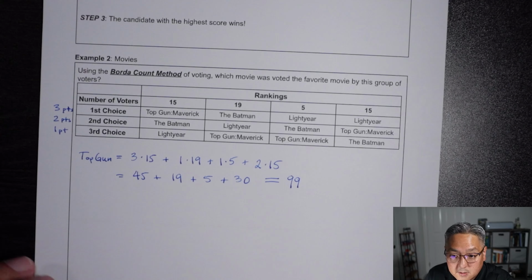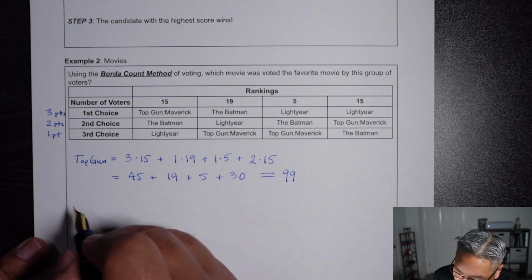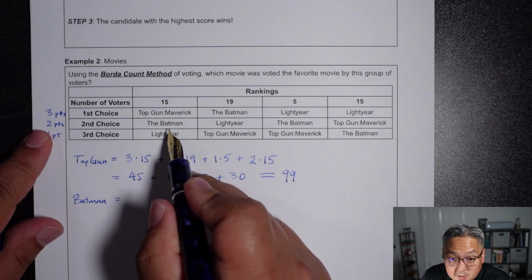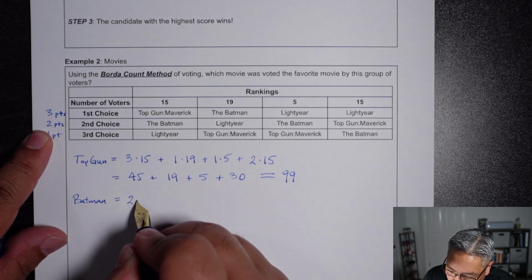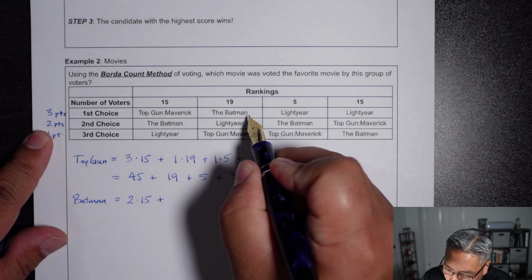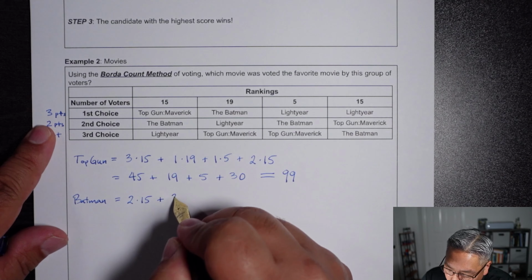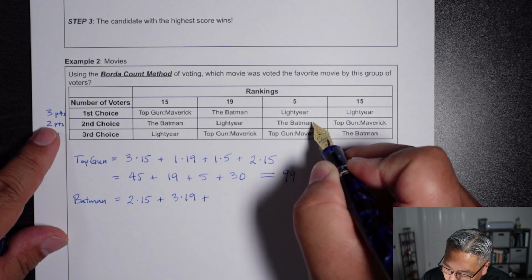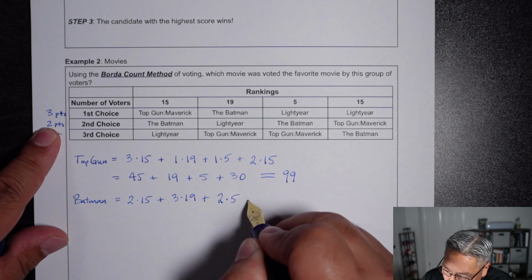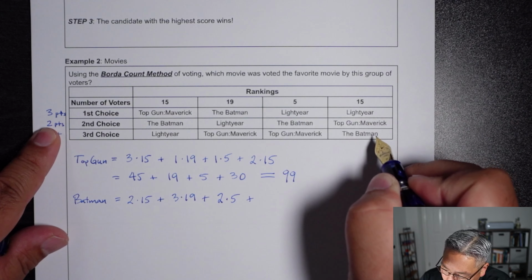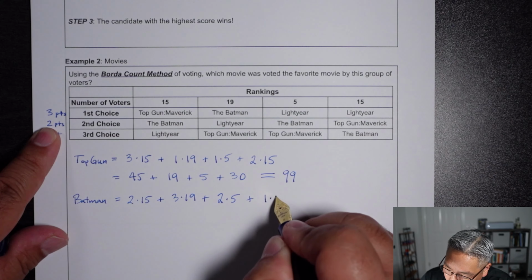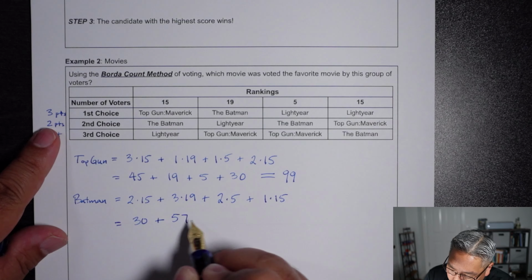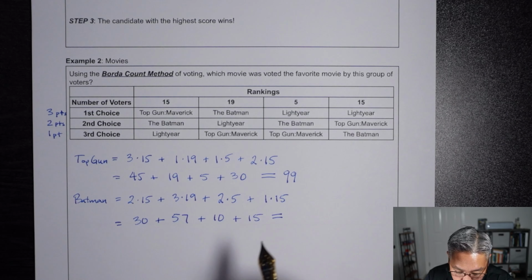Let's continue and take a look at Batman. Batman gets 2 points times the 15 in that first column, plus 3 points for those 19, so 3 times 19, plus the next column, 2 points times 5, 2 times 5, and the next column, 1 point for those 15, 1 times 15. That's 112.